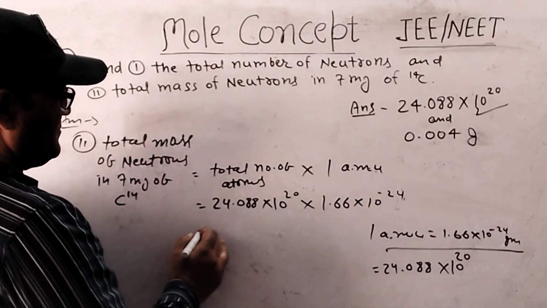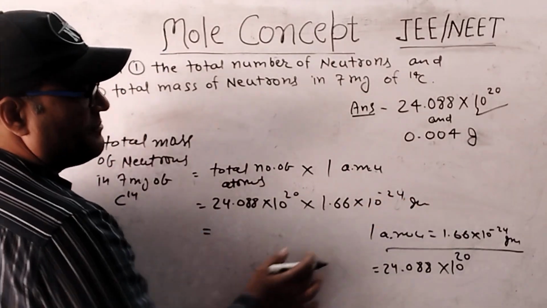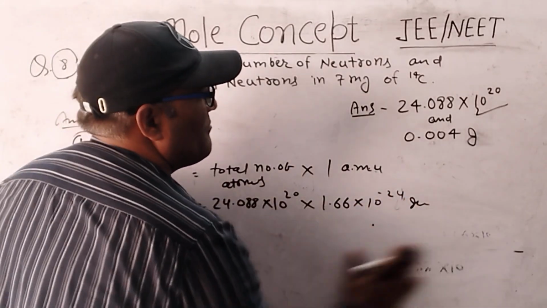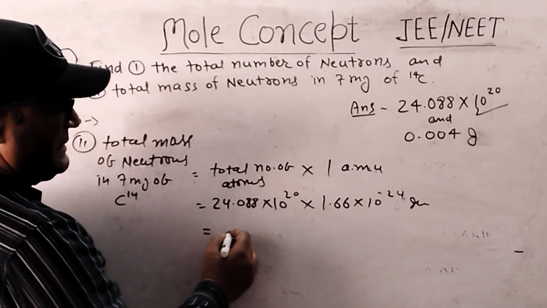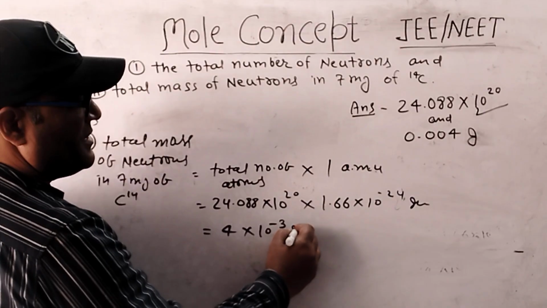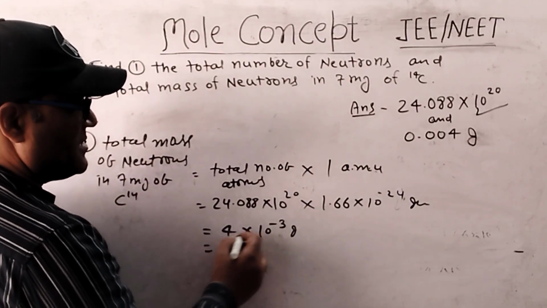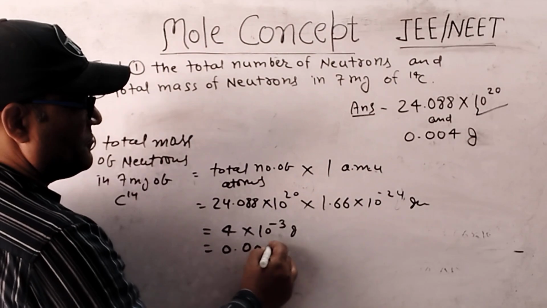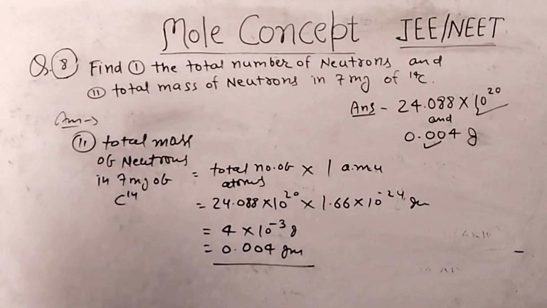Now here we can put gram because the unit of AMU is gram. After calculation we can observe 4 into 10 to the power minus 3 gram. Now this is the answer. After that we can transform it into 0.004 gram. So this is another answer. You can take a screenshot.